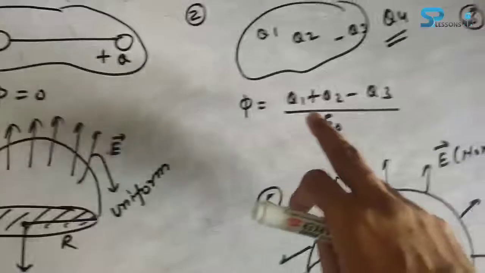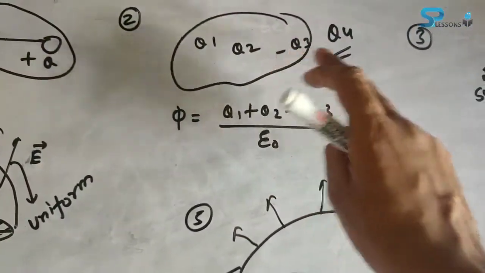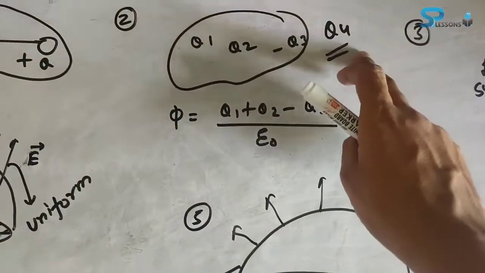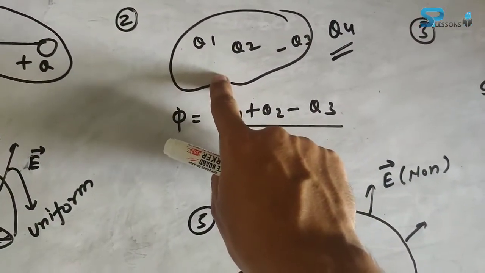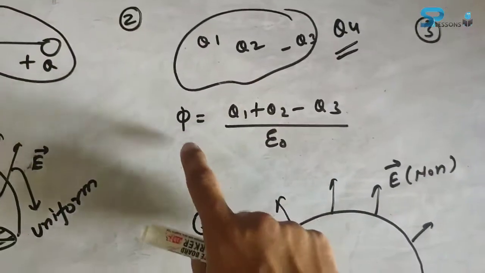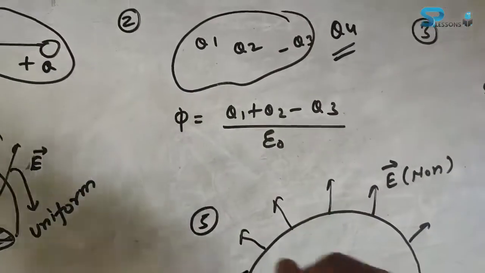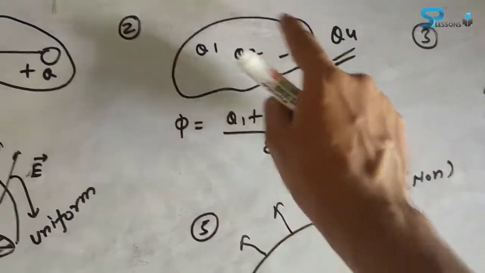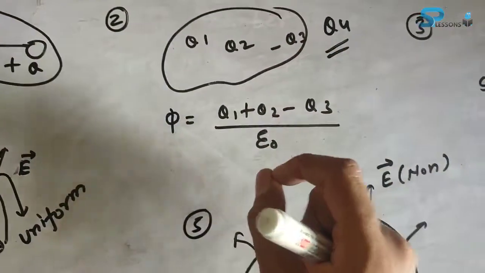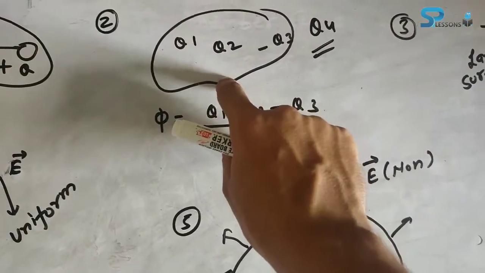Now the second case: the charges q1, q2 and minus q3 are in the Gaussian surface and q4 is outside the Gaussian surface. So when the flux is calculated, only the charge enclosed by the Gaussian surface is included. So phi equals q1 plus q2 minus q3 divided by epsilon naught. Remember one thing, the flux is only produced by the charges enclosed by the Gaussian surface, but the electric field is produced by both the charges outside the Gaussian surface and inside it.